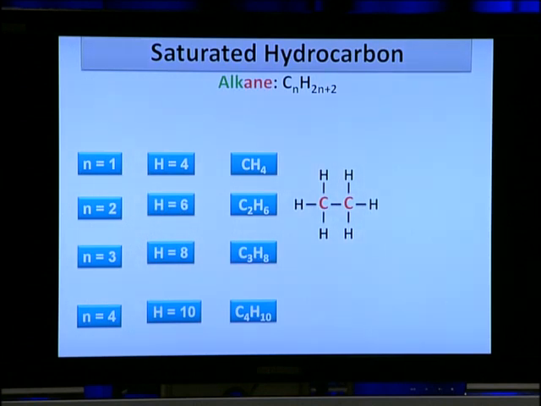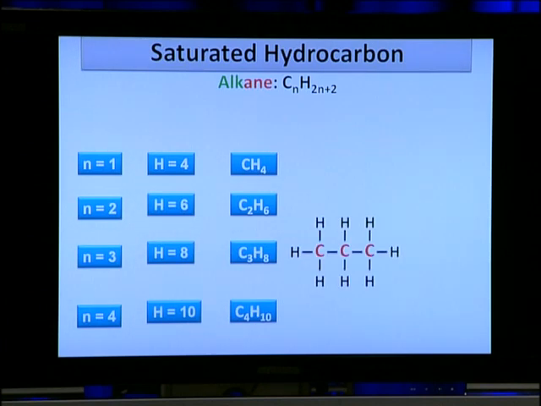Likewise, this is the structure of C2H6, where 2 carbon atoms are bonded through a single covalent bond, and the rest of the bond is being bonded with the hydrogen atoms. This is the structural formula for C3H8, and then you can also see here the 3 carbon atoms are bonded to one another through a single covalent bond.